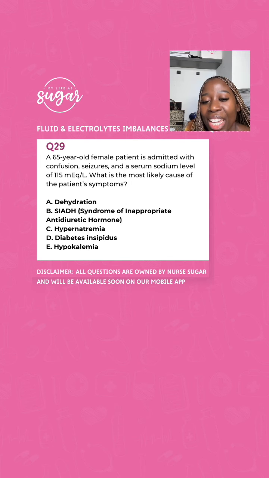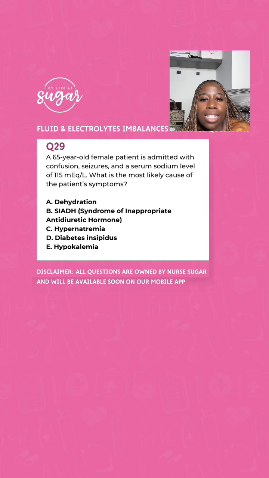Gotcha. Okay. So your 65-year-old female patient is admitted with confusion, seizures, and serum sodium level of 115. What is the most likely cause of this patient's symptoms? A, dehydration. B, SIADH. C, hypernatremia. D, diabetes insipidus. E, hypokalemia.